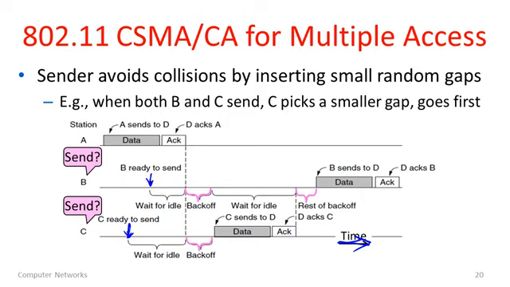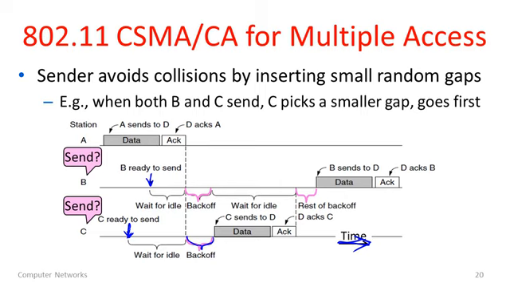Eventually A is finished. Its data frame and ACK frame is done. What happens? If we just sent right away, as is the case with Ethernet, we would run into a collision. We would waste a lot of the medium. It would be a problem. Instead, both B and C insert small random gaps. Here's a small random gap. C inserts this random gap, waits.